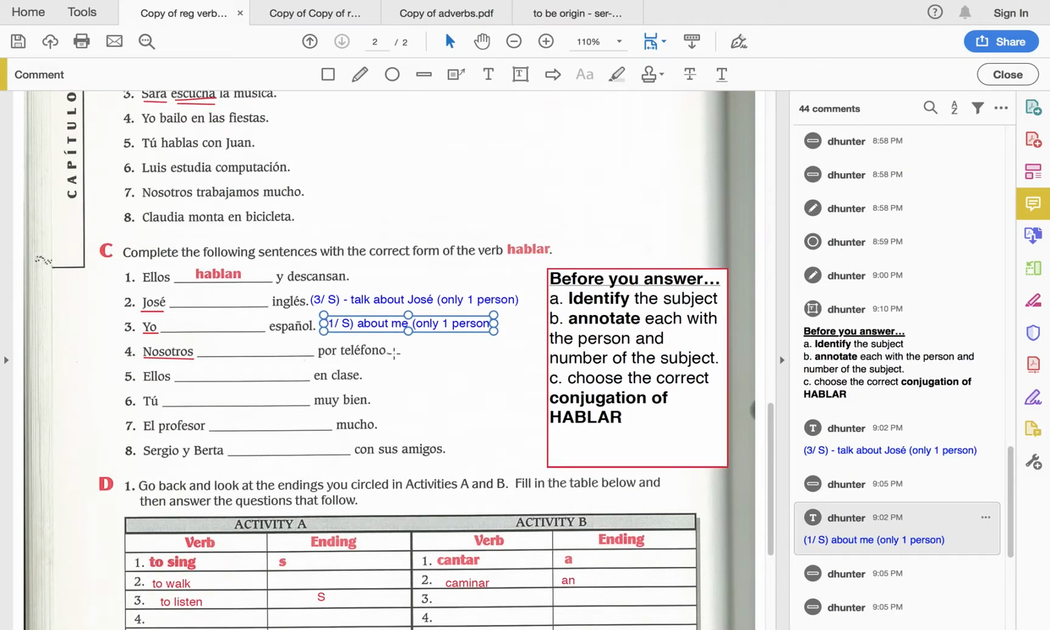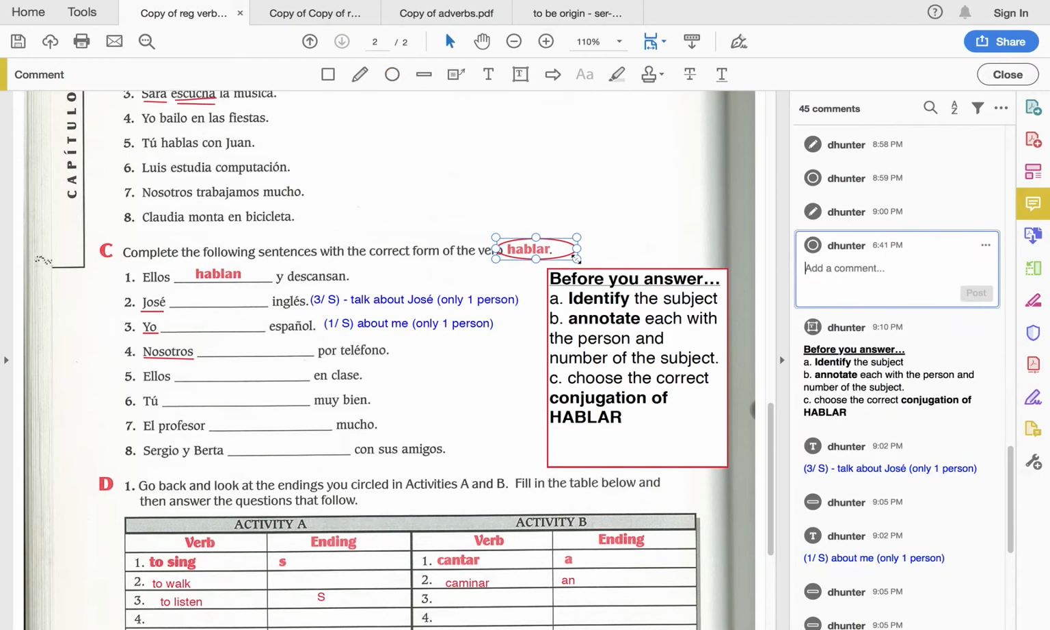Parte C. Complete the following sentences with the correct form of the verb hablar. So here we have some homework or some more practice for you, set up to test your ability now to select and change the verb hablar. I can't stress enough, again, all of your answers will have the verb hablar. Let's go into number one. Ellos hablan y descansan. They gave you two verbs here.